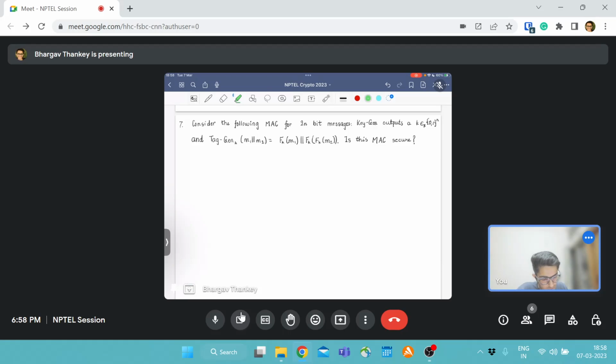Okay, so the problem is as follows. Consider the following MAC for two n-bit messages. The key generation algorithm just outputs a random key of n bits, and the tag generation algorithm takes a message M1 concatenated with M2. Here both M1 and M2 are strings of length n, and the tag it outputs is Fk of M1 concatenated with Fk of M2. So the question is, is this MAC CMA secure? Because this is a deterministic MAC. So we'd like to guess whether this is CMA secure or not. Here's the hint: it's very similar to the previous question.